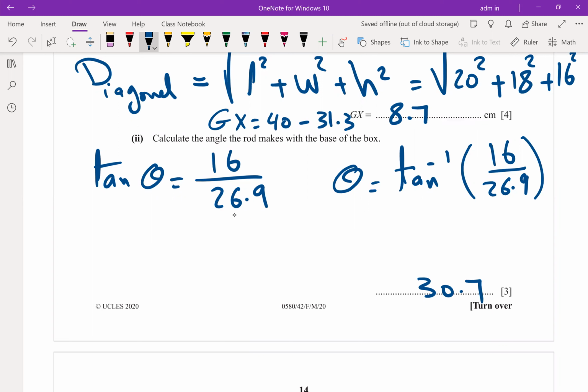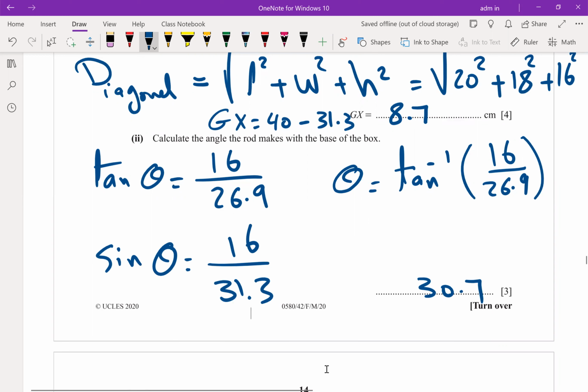30.7. If another one says no, I will use sine, opposite over hypotenuse, you will get the same answer. If you use cosine, adjacent over hypotenuse, you will get the same answer. Is it? 30.7.